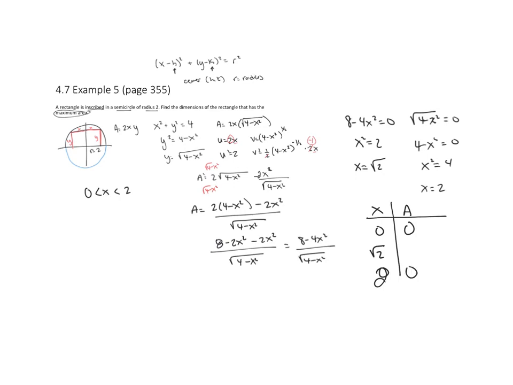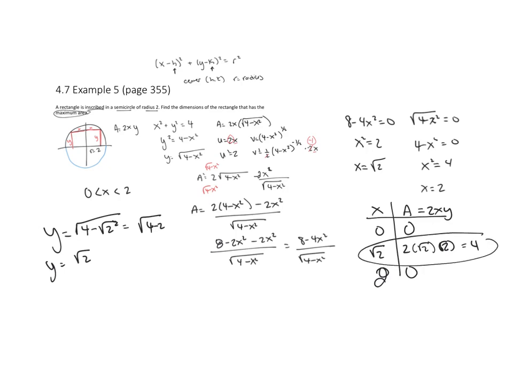So where I'm concerned is my x value at square root of 2. Let's first find out what my y value is at square root of 2. So y is the square root of 4 minus square root of 2 squared. That's the square root of 4 minus 2, or the square root of 2. So my y is square root of 2 and my x is square root of 2. So my area is 2 times square root of 2 times square root of 2. That'll be 4, and that is definitely my maximum.